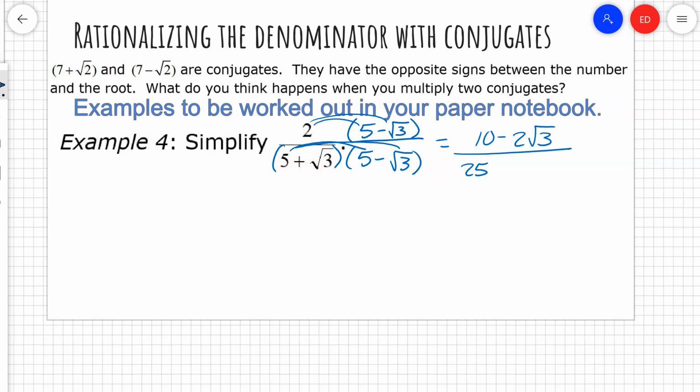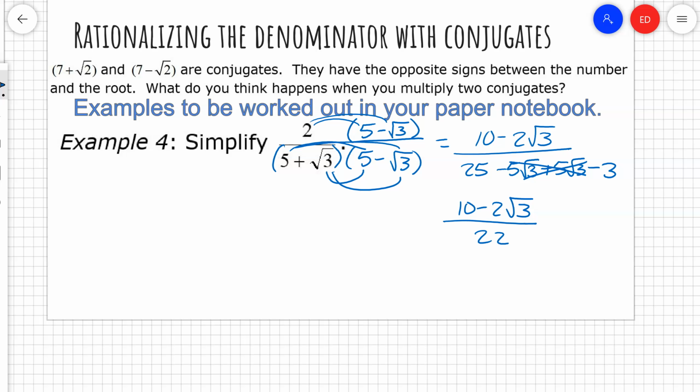I'm only going to do this first time, but I want you to notice what happens. This becomes minus 5 times the square root of 3 plus 5 square root of 3 minus 3, because we have the square root of 9. So the center terms cancel out. The numerator, there's nothing to simplify. Divided by 25 minus 3. So 25 minus 3 is going to give us 22.